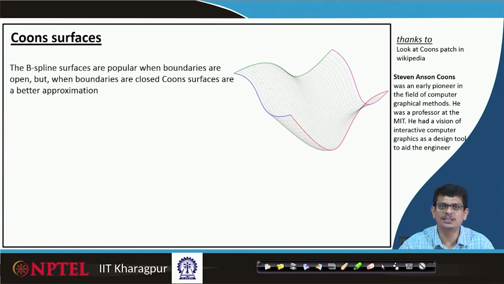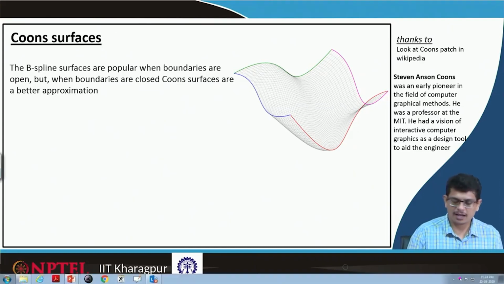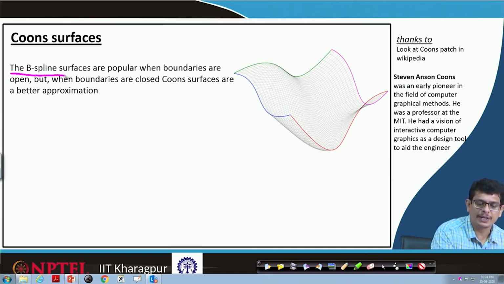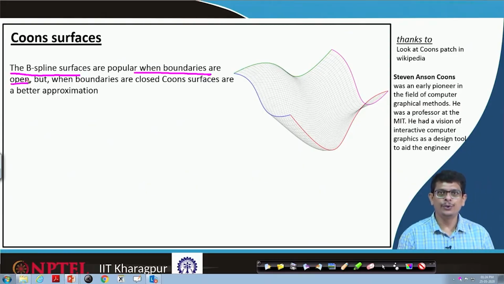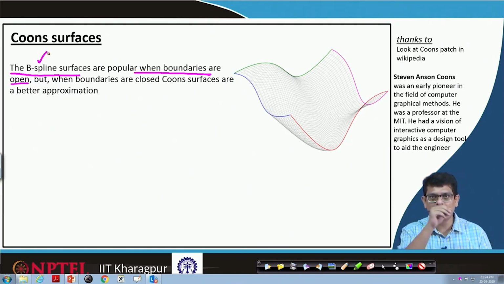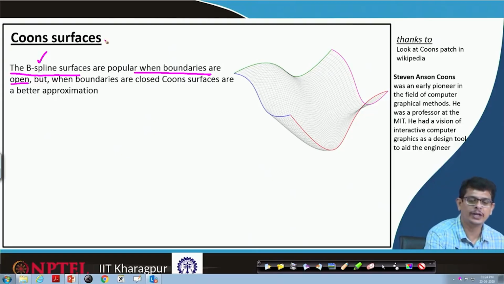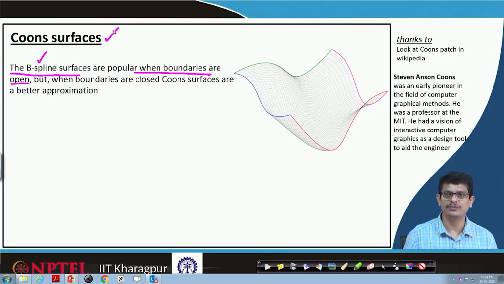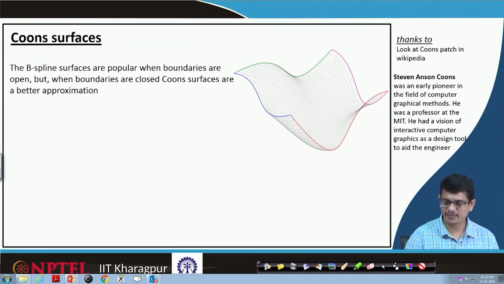The other kind of surfaces are Coons surfaces. Especially the B-splines, the basis splines, are popular when boundaries are open. You have discrete data points, but these discrete data points are not forming any boundary. Somewhere inside of that object you have them, then you use B-splines. But if these data points are on one particular boundary, we employ these Coons surfaces, and these Coons surfaces are better approximations.